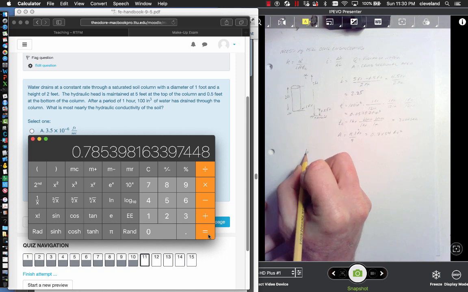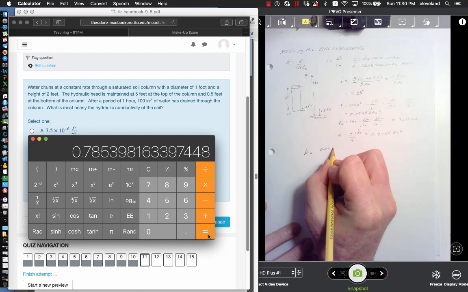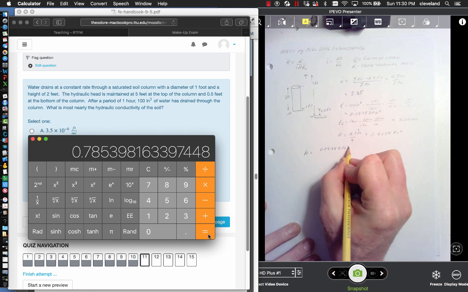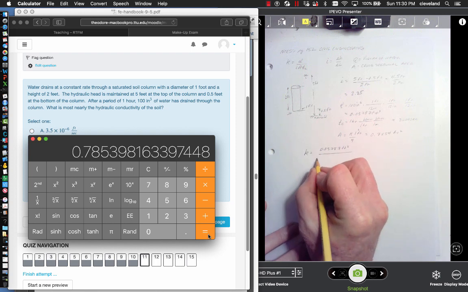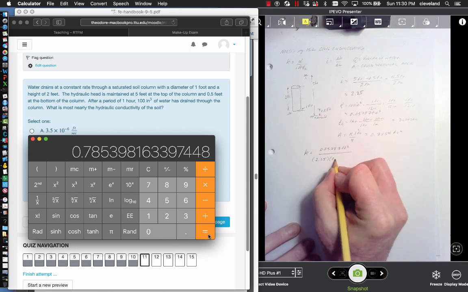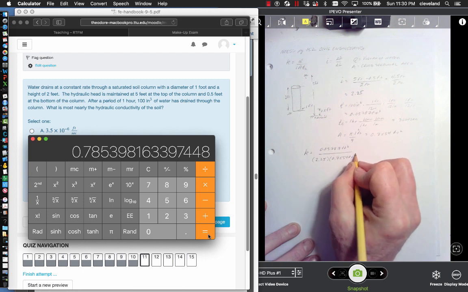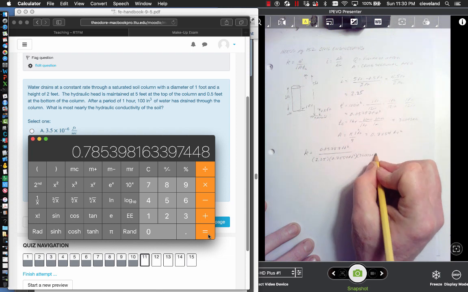And now I believe we have all the pieces we need to express the result in feet per second. So K is equal to 0.05787 cubic feet over 2.25, the gradient. Area is 0.7854 feet squared, and the time is 3,600 seconds.